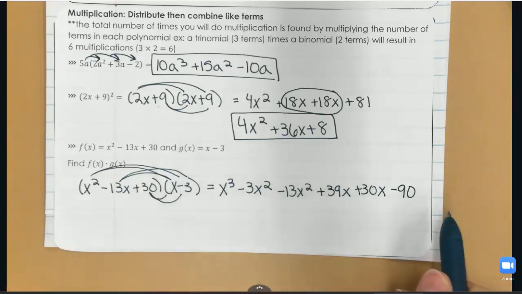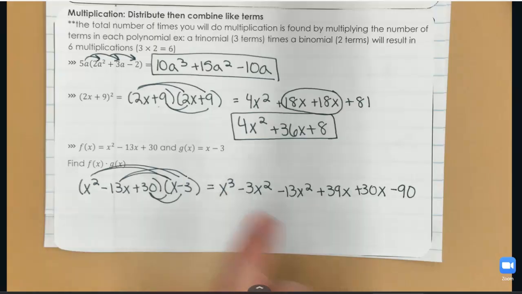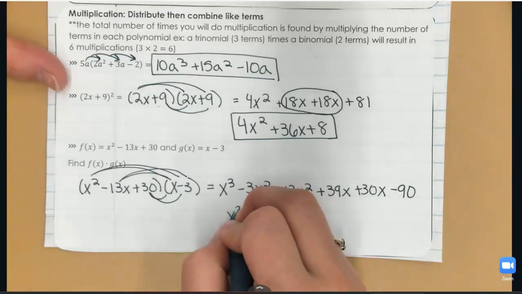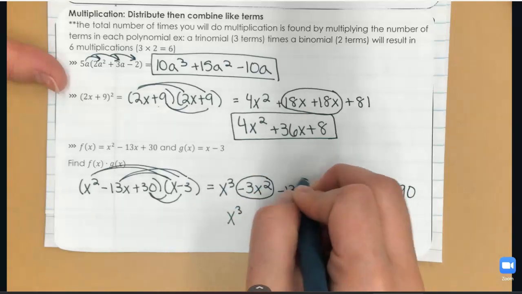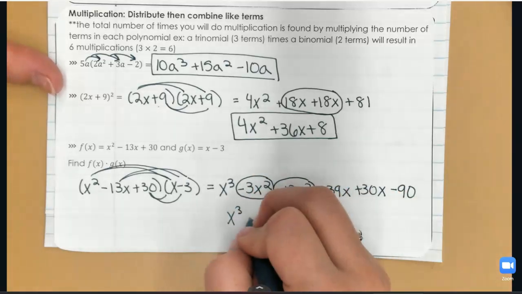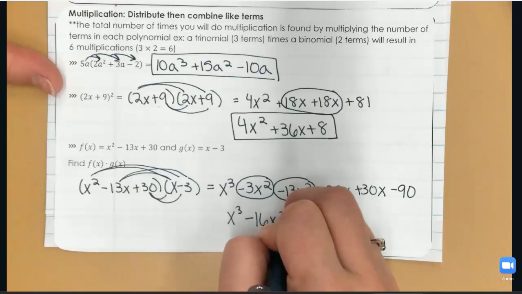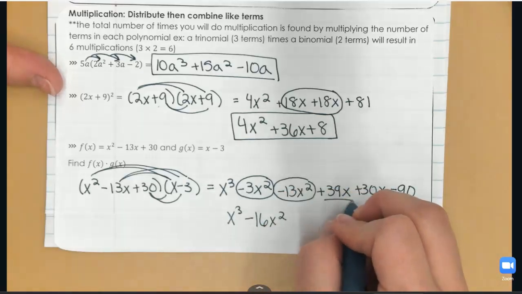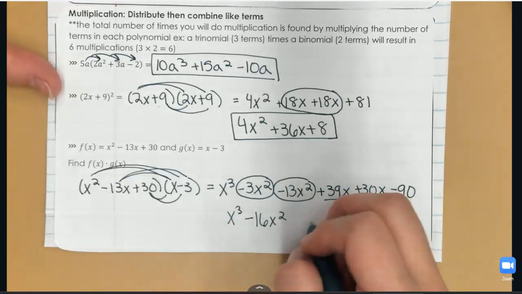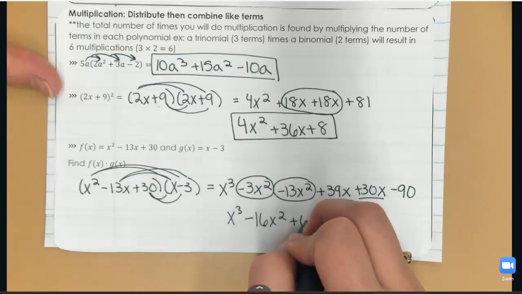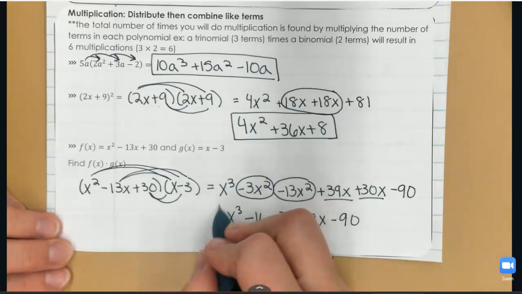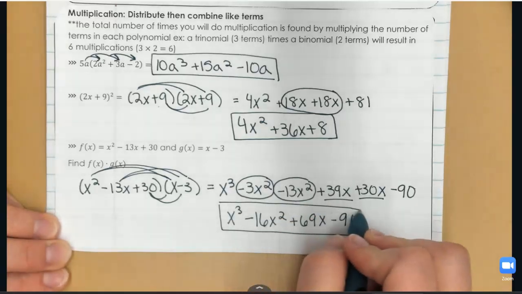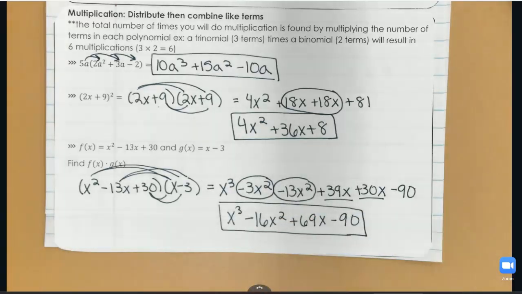I have 6 terms now. I did multiplication 6 times. I'm ready to combine like terms. I don't have anything else with x to the third power, so that will stay the same. I have negative 3x squared and negative 13x squared for a total of negative 16x squared. Then I have a 39x and a 30x for a total of 69x. And then I don't have any other constants, so that negative 90 will stay the same. And here is my final result.